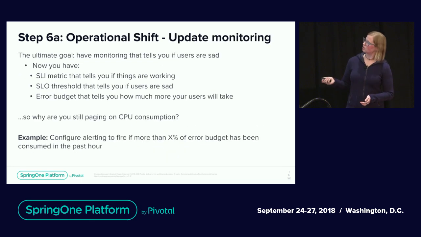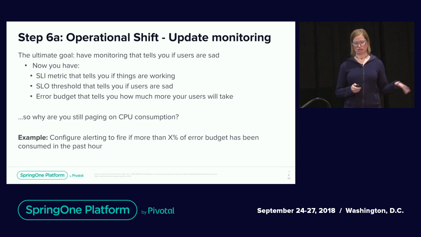It's a little hard for me to see the slides here, but my example is I might change my alerting to fire when I've consumed a certain percentage of my error budget within an hour. So instead of, I don't know, VMs, their utilization creeping up, I would just look at that error budget usage and page on that.